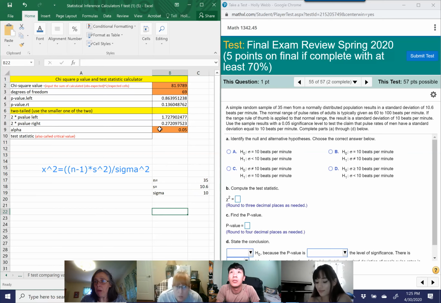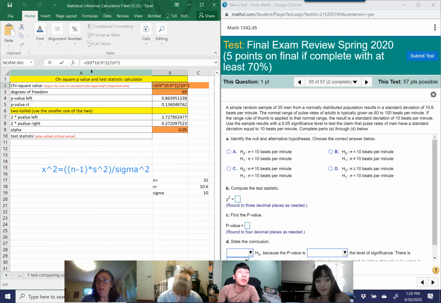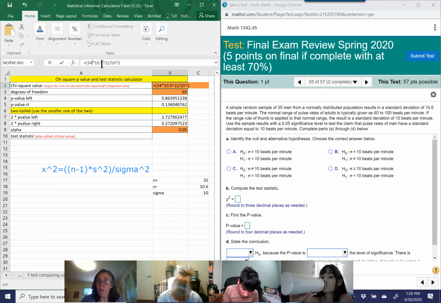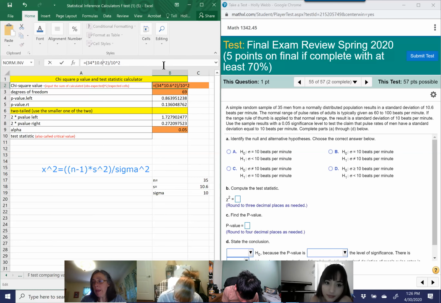So now I'm going to build my chi-squared value, or my test statistic. I'm going to start with 35 minus 1. I just like to do that in my head and say that's going to be 34. And then my sample standard deviation is 10.6 squared, and then 10 squared, that's my sigma. So you can actually just replace with your numbers into here if you want.